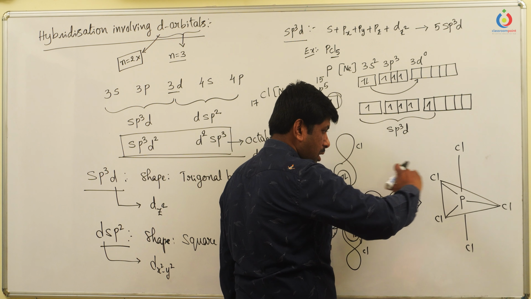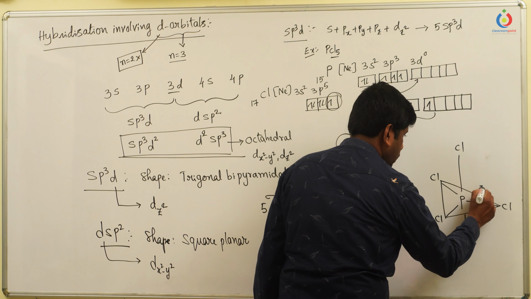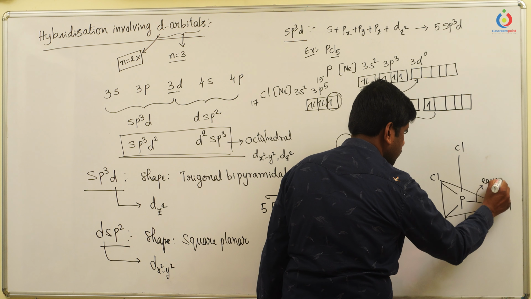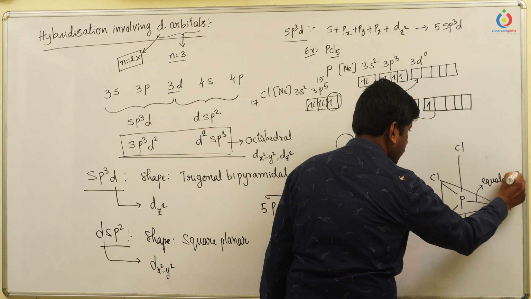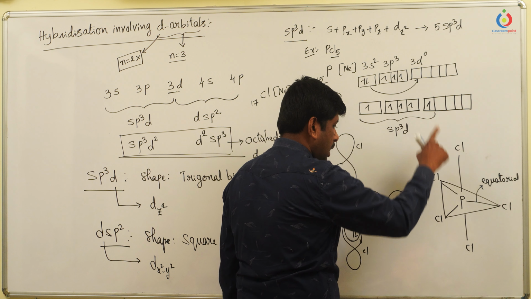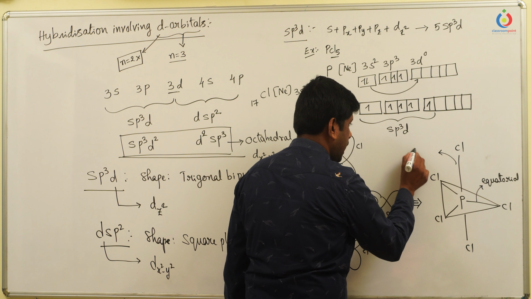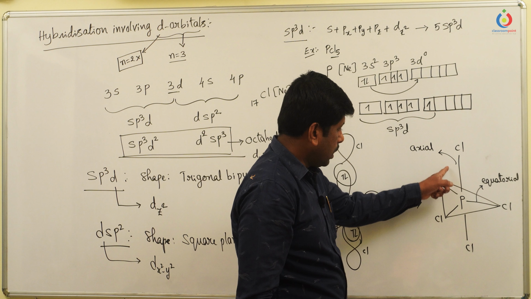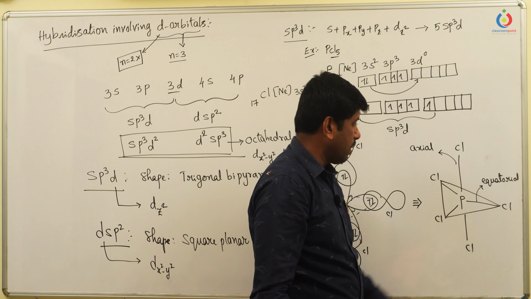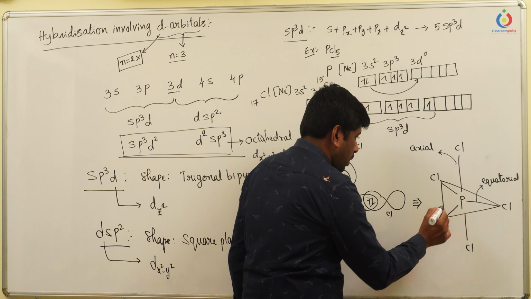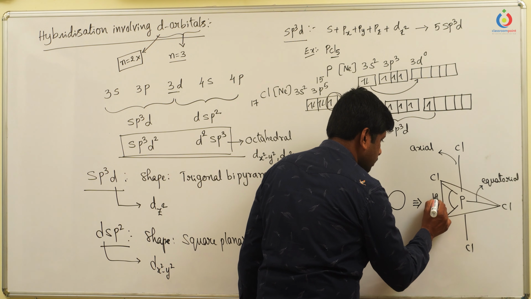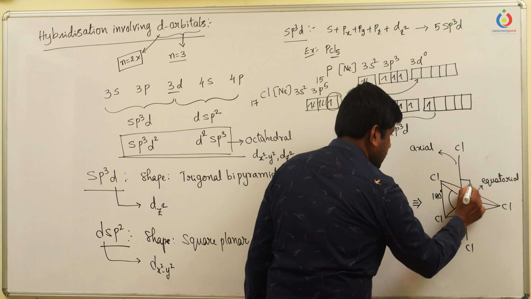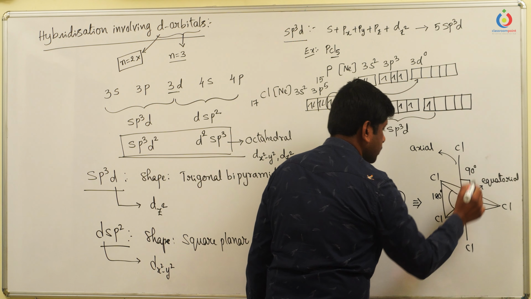The bonds which are present on the plane are called the equatorial bonds, and the bonds present above and below the plane are called the axial bonds. So these two are axial bonds and these three are equatorial bonds. Equatorial bond angle is 120 degrees, whereas axial bond angle is 90 degrees.